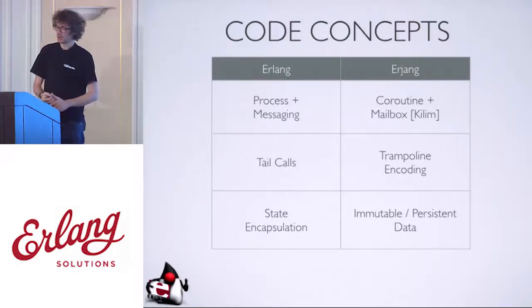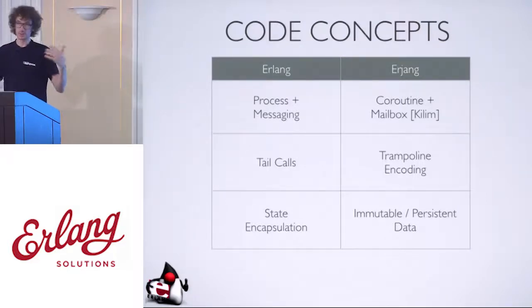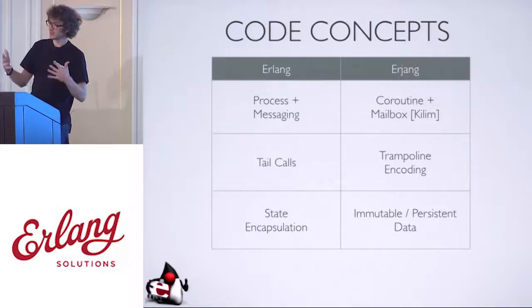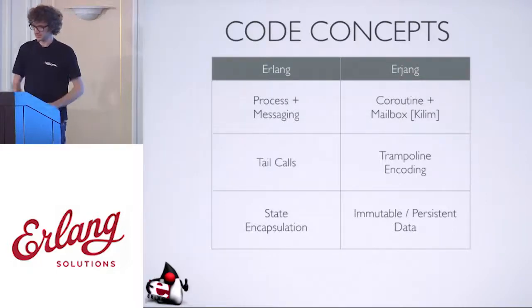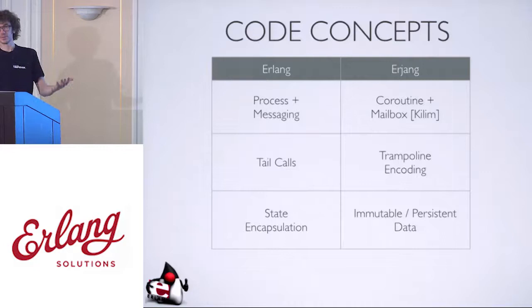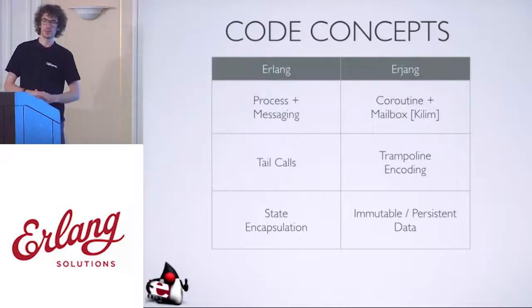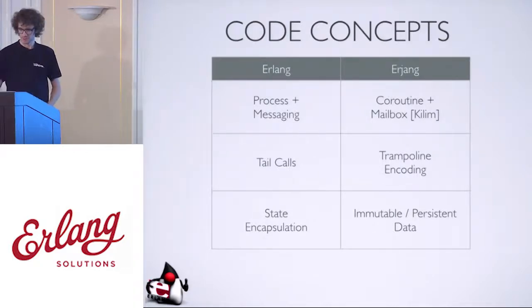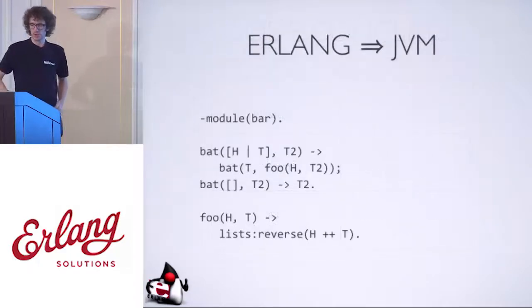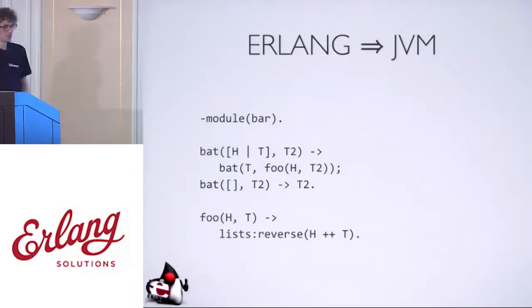So all things like tuples and lists are, of course, just Java classes and instances of these Java classes. And they're all just persistent data structures. In fact, I use quite a bit of Clojure's data structures for some of the things, which are all just persistent data structures. So let's look at how a piece of code gets encoded.